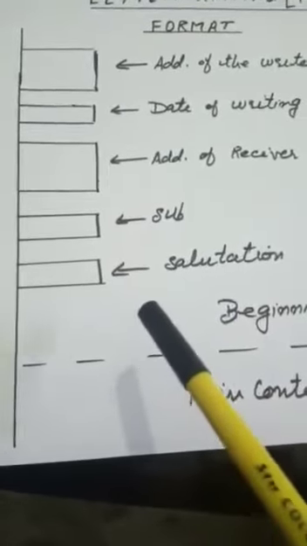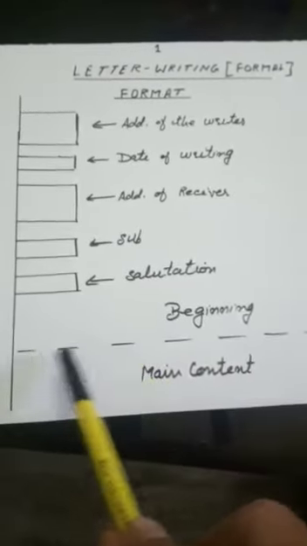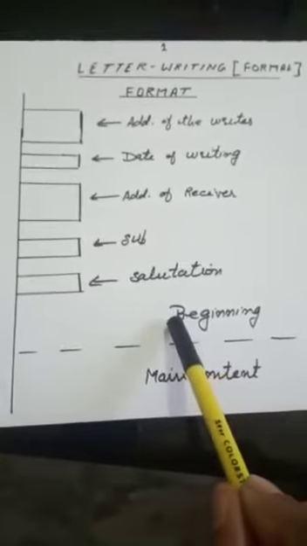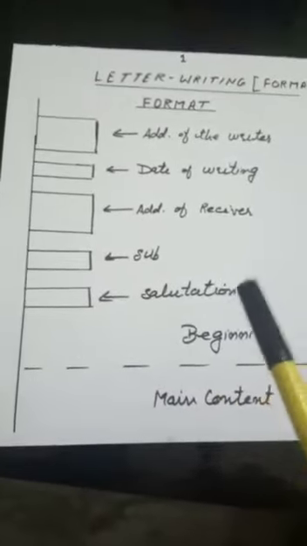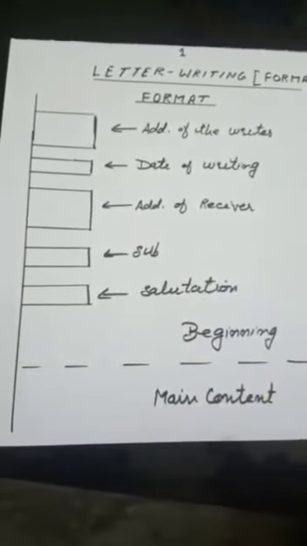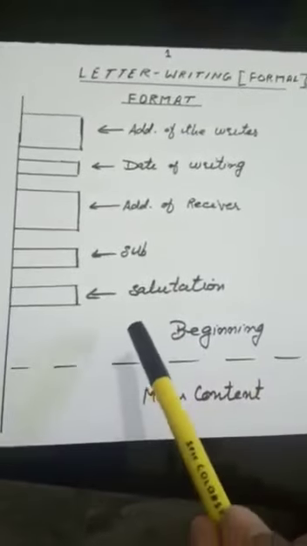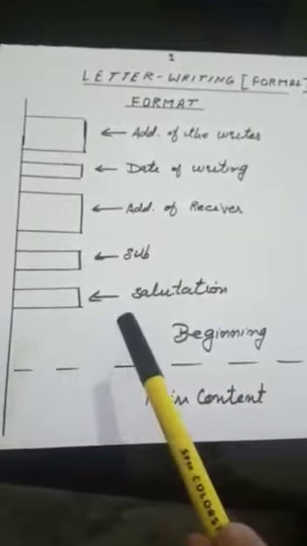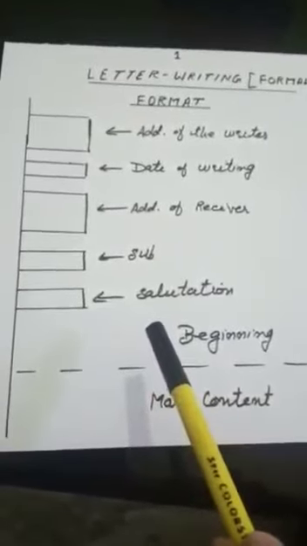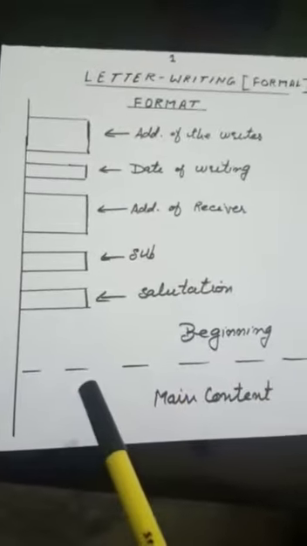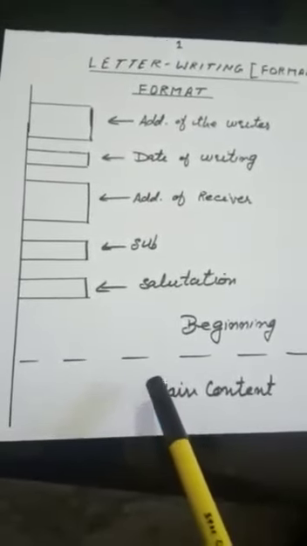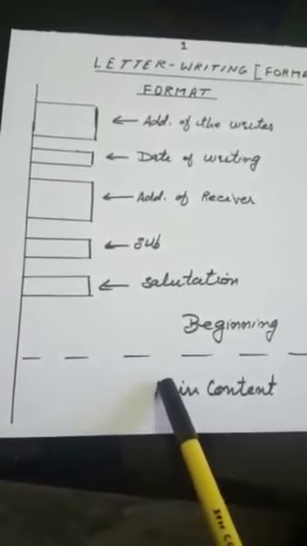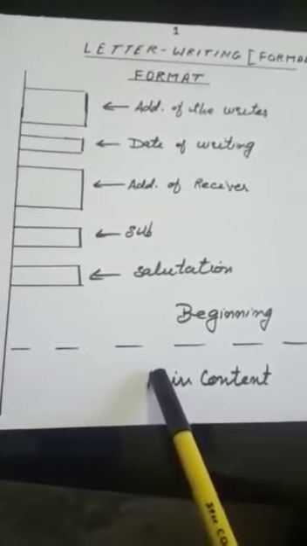Then we start with the letter. This is the beginning of the letter. As you can see, these dotted lines show this is the first paragraph showing the beginning of the letter. We have to make a particular beginning for every letter. This beginning should be an introductory kind of beginning for a letter. Then we start with the main content, meaning here you will actually write the subject matter, what you want to say.